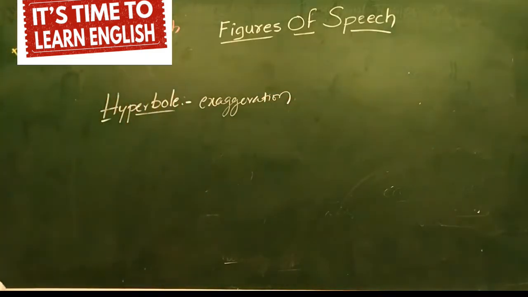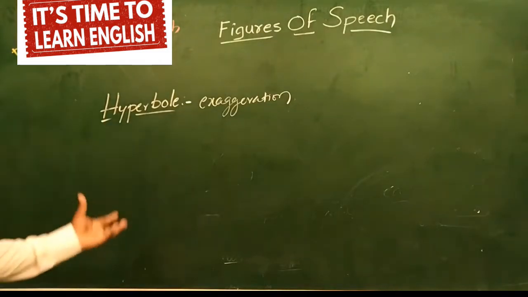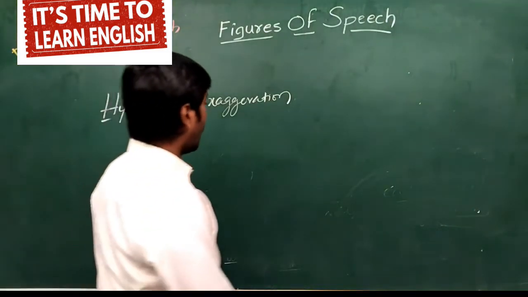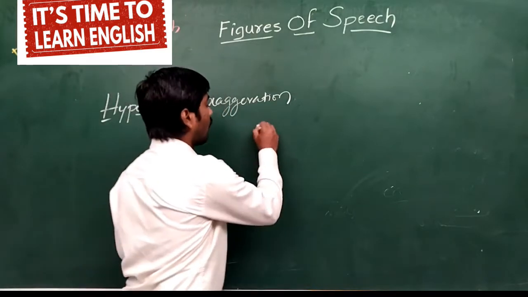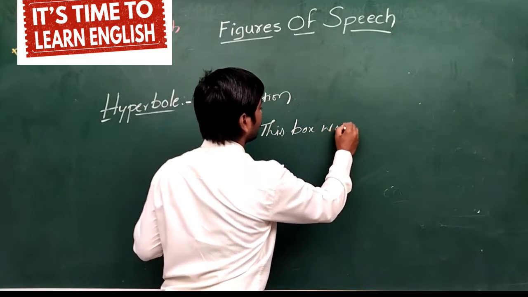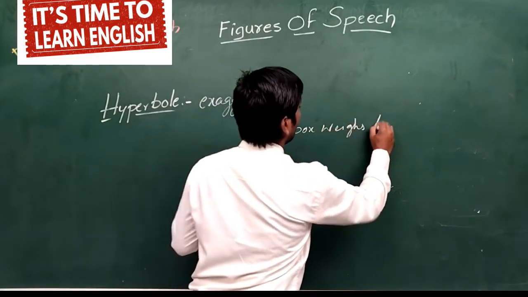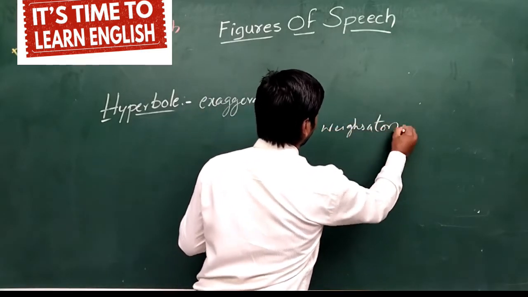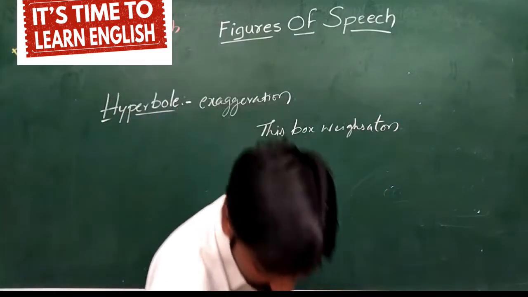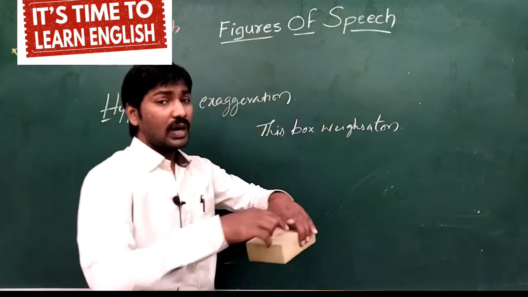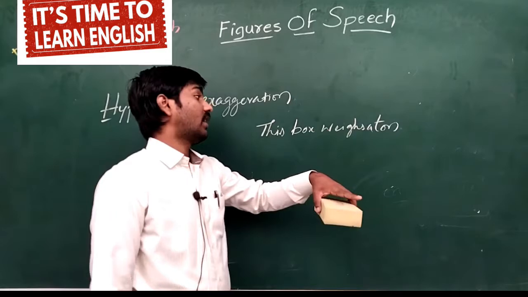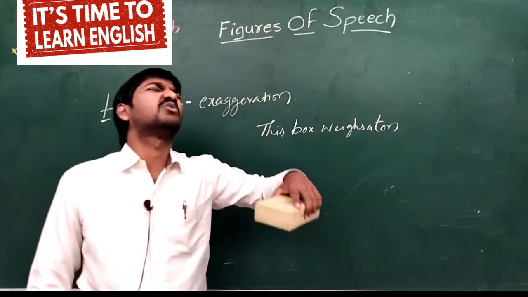Exaggeration means giving more. For example, let me give an example here. This box weighs a ton. For example, here I have a box, so I have to lift it. It is a little bit heavy, but it is not the weight of a ton. But I will say, oh, it is too heavy.